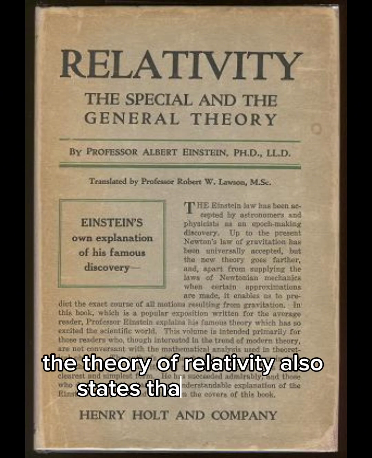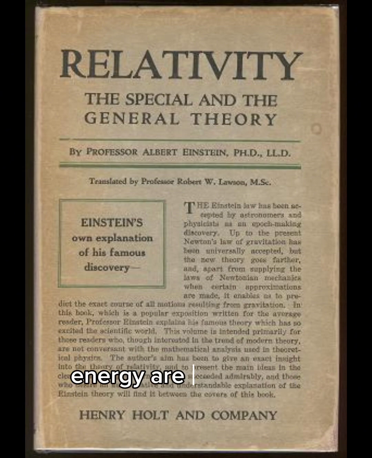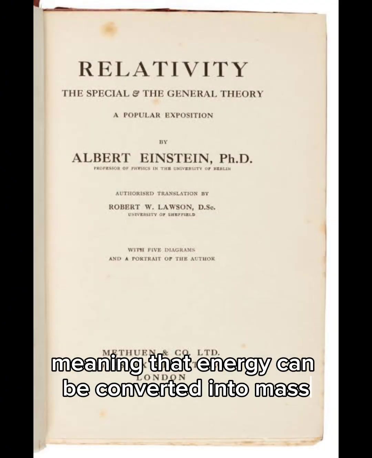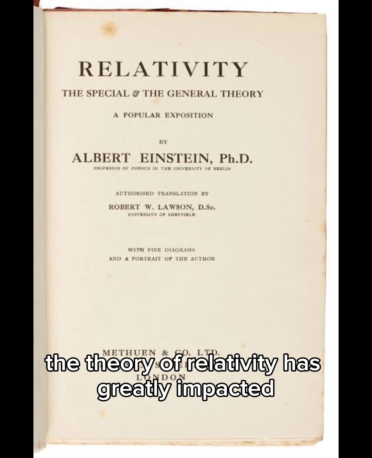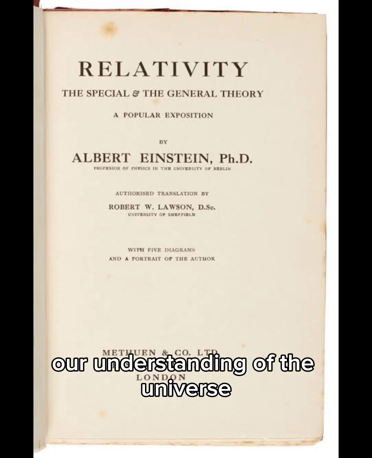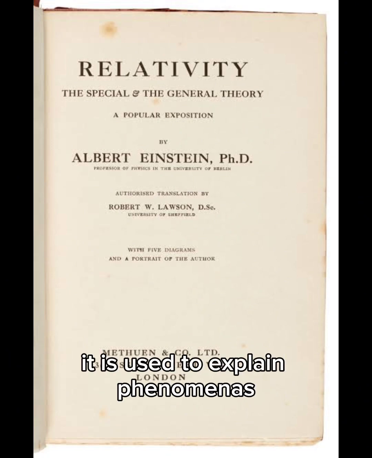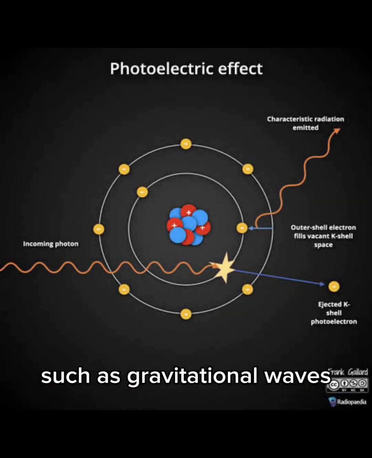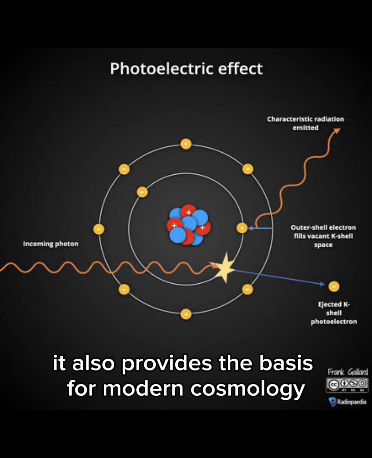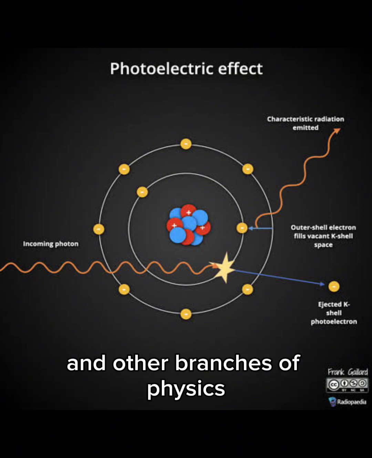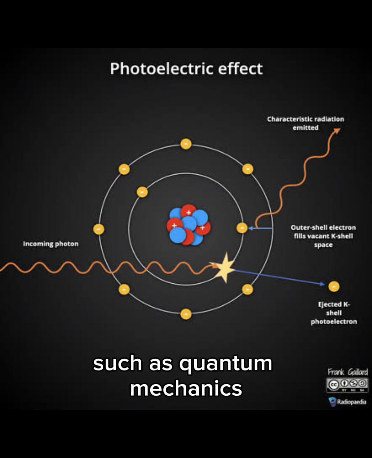The theory of relativity also states that mass and energy are equivalent, meaning that energy can be converted into mass, and vice versa. The theory of relativity has greatly impacted our understanding of the universe. It is used to explain phenomena such as gravitational waves, black holes, neutron stars, quasars, and more. It also provides the basis for modern cosmology and other branches of physics, such as quantum mechanics.